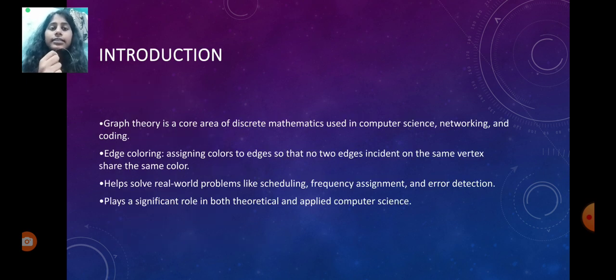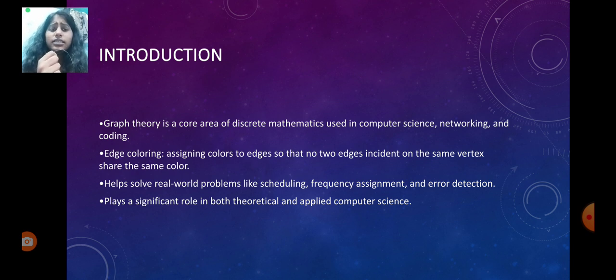So this is slide 2. In this slide we are going to discuss the introduction of edge coloring. Edge coloring is the main topic in graph theory. It is all about coloring the edges with different colors. Graph theory is a core area of discrete mathematics used in computer science, networking and coding.